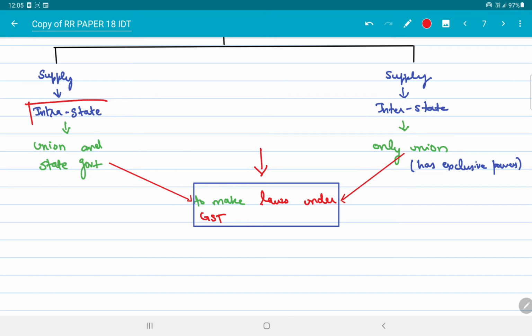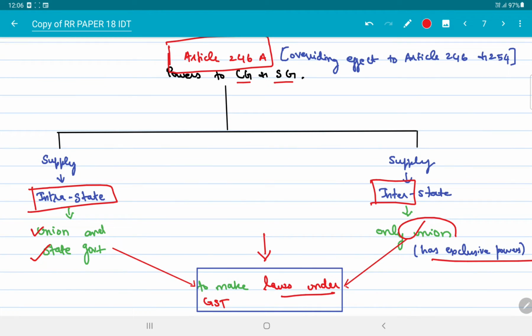So if it is intra-state, the union and state both have power to make law. If it is interstate, only the union government has exclusive power to make law under GST. So this brought clarity that whenever there is intrastate, both get involved. But if there is any interstate supply between different states, only the central government has the power to make a law under GST. This was given by Article 246A. A power was given.